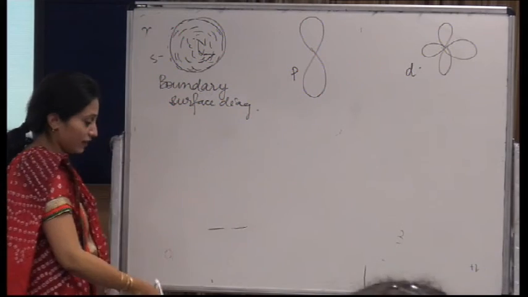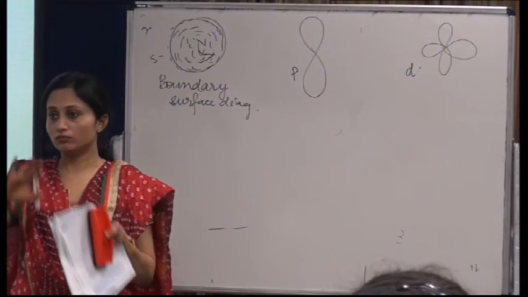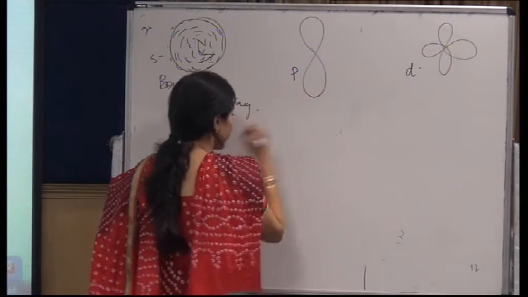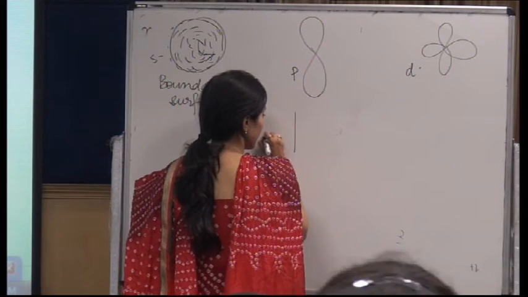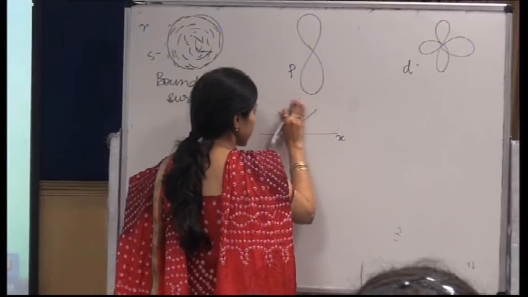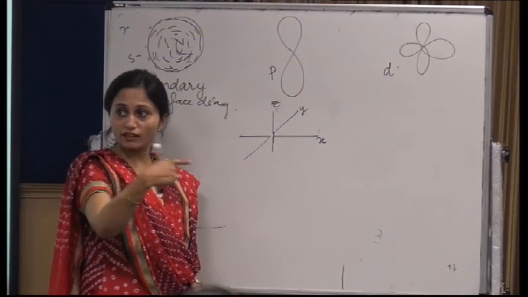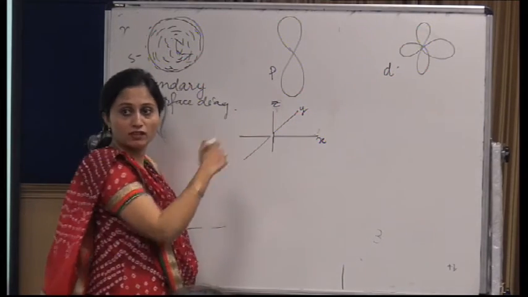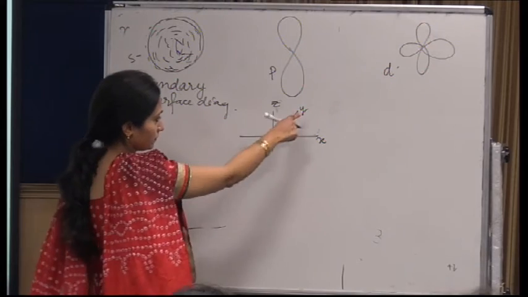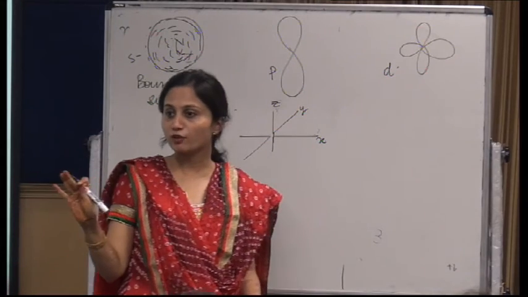Let me first talk about the p. The s is spherically symmetrical. That means it is present in all 3 dimensions equally, and when it is present in all 3 dimensions equally, it will be spherically symmetrical. Being a dumbbell shape means you will have 3 dimensions. Consider x and z to be on the plane of the board, and y perpendicular to the plane of the board. Did I confuse you?